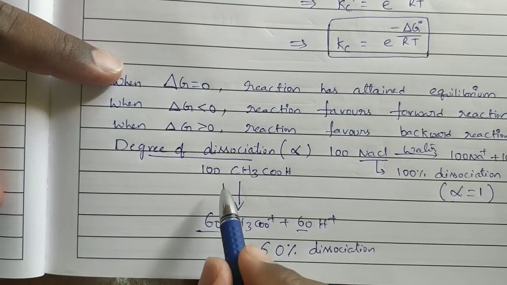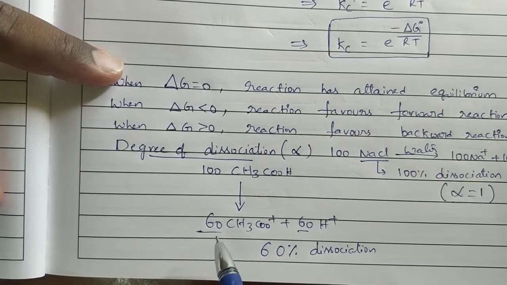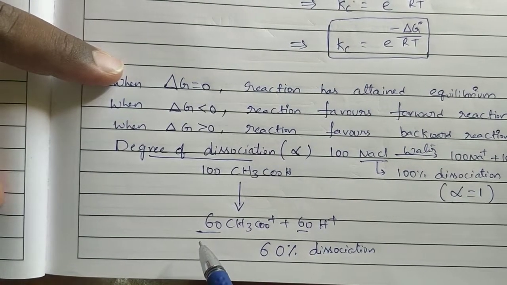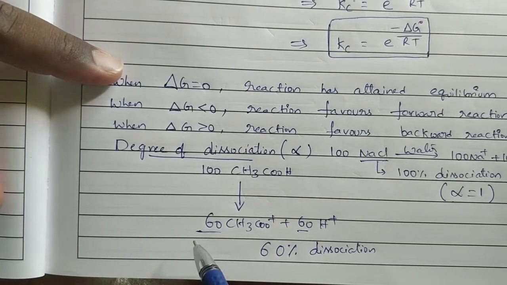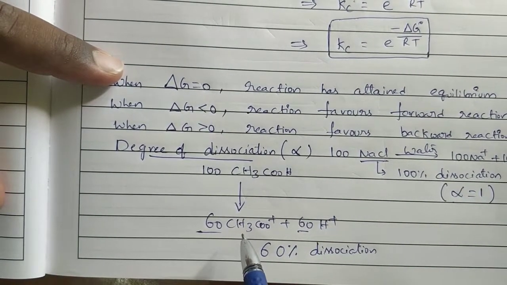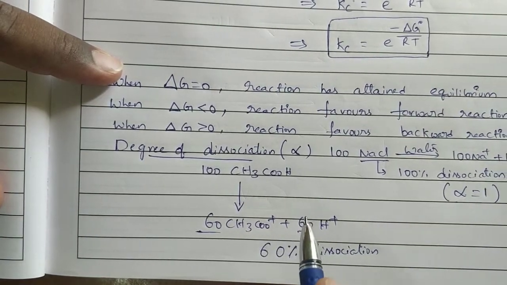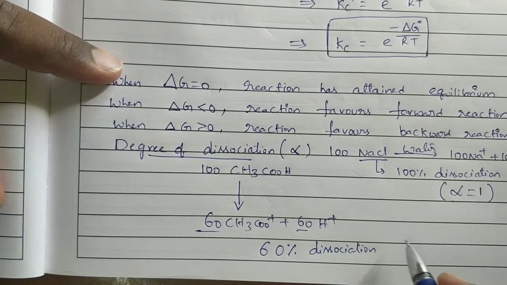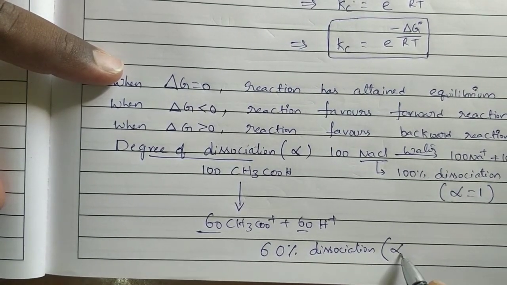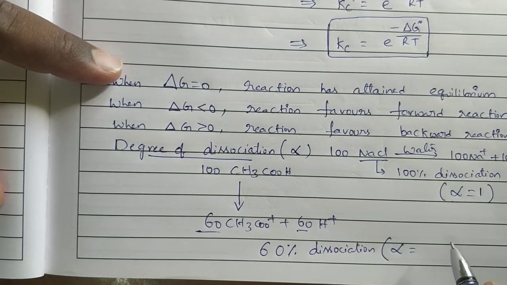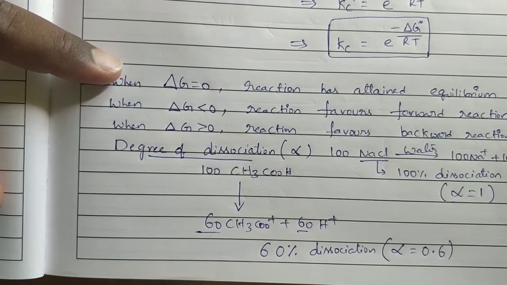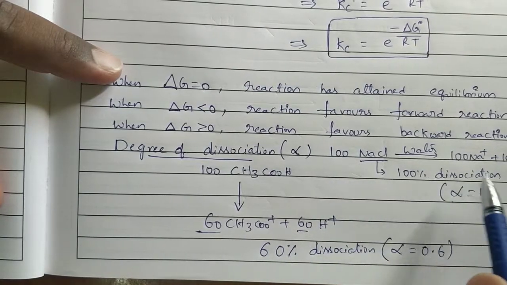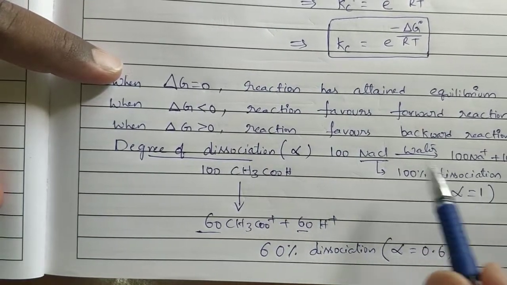Meaning, out of 100 molecules, 60 molecules have undergone dissociation. That is the meaning. Out of 100, 60 molecules have undergone dissociation. That is 60% dissociation. In this case of 60% dissociation, alpha is equal to 60 by 100, that is 0.6. This is the maximum percentage which can be undergone by any particle.